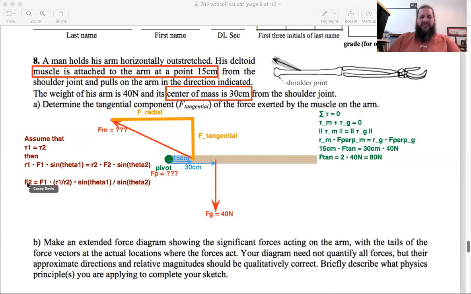So you could say that F2 is F1 modified by the ratio of distances and also modified by the ratio of sines of the angles. But if the angles are the same, those are going to cancel out anyway.